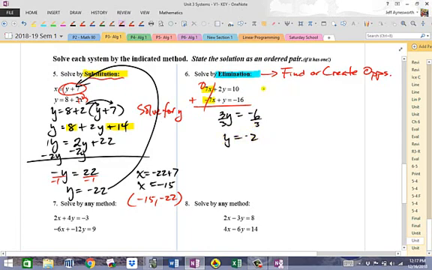Then you got to substitute back. So let's use this equation here. 7x plus 2y equals 10.